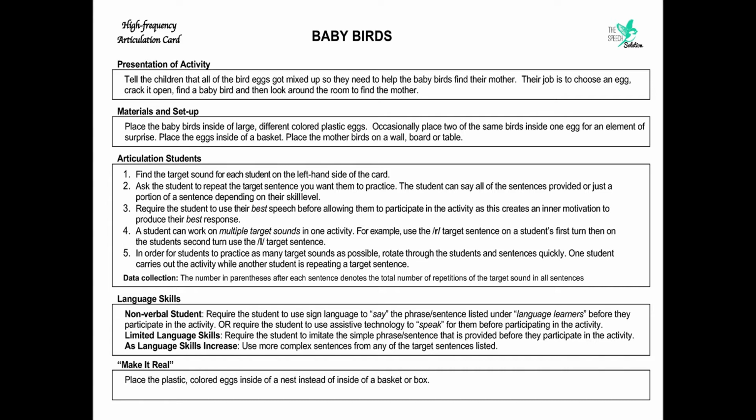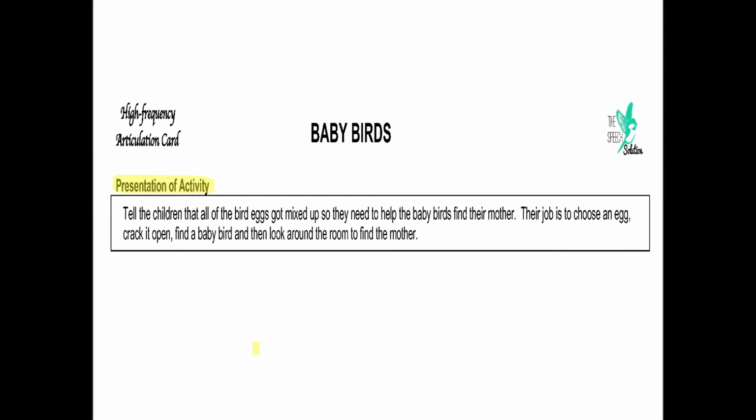In this video, we will focus on side one of the articulation cards, or the top half of a card. The purpose of side one is to give you basic information to help you navigate through an activity. The first thing that you will see at the top of the card is the name of the activity. Right under the activity name is a suggestion of how to present the activity to the children.